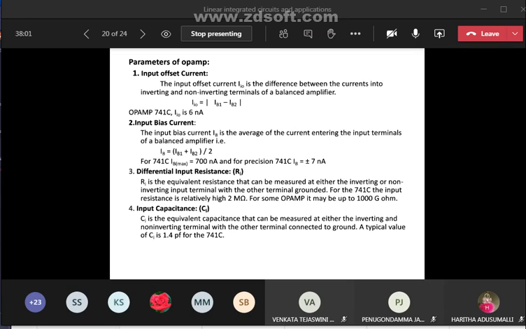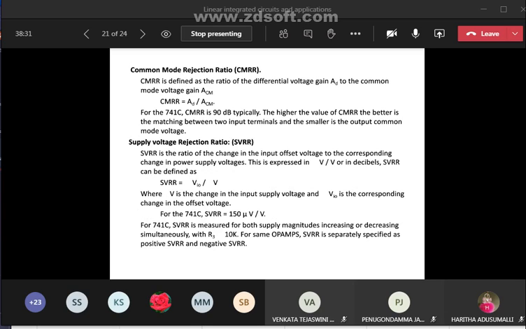Next, input capacitance. It is the equivalent capacitance that can be measured at either the inverting or non-inverting terminal with the other terminal connected to ground. So it is similar to input resistance. The typical value of input capacitance is 1.4 picofarads.